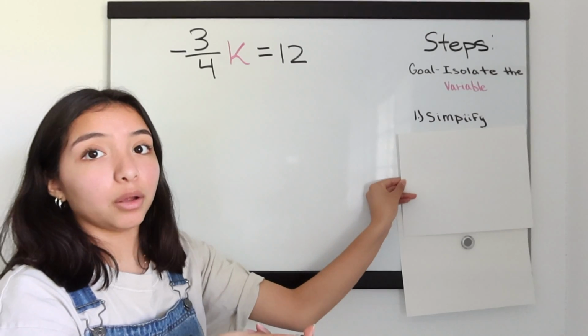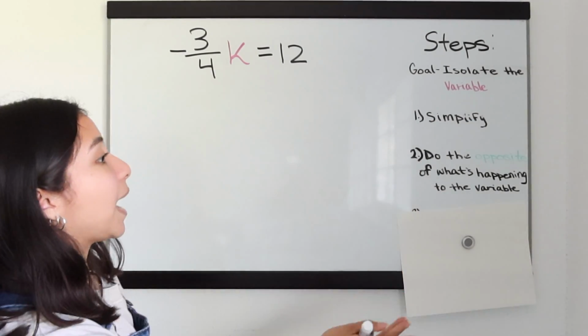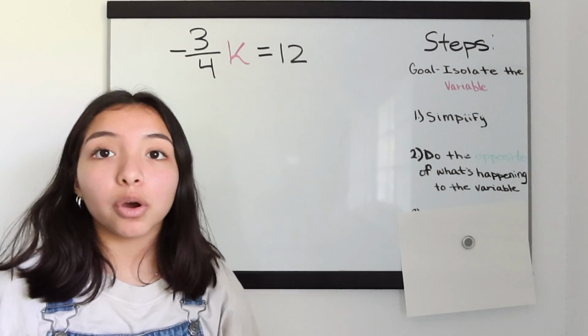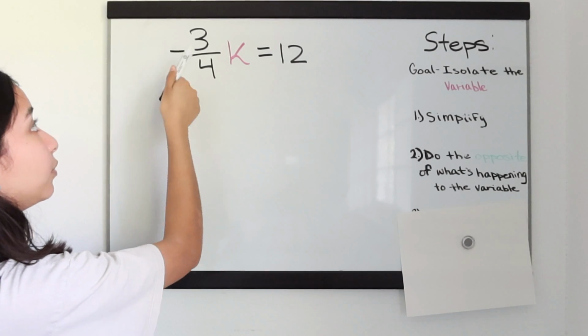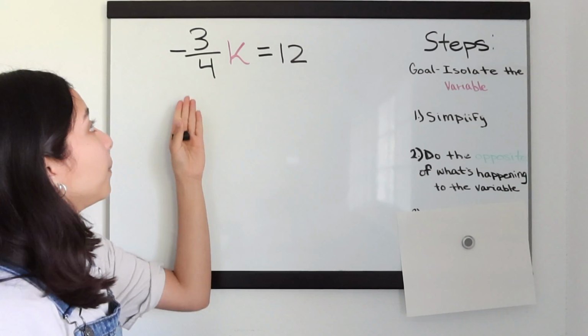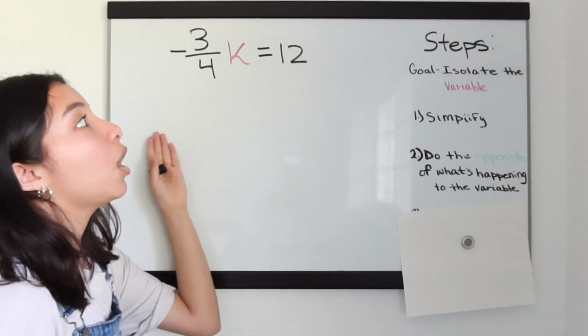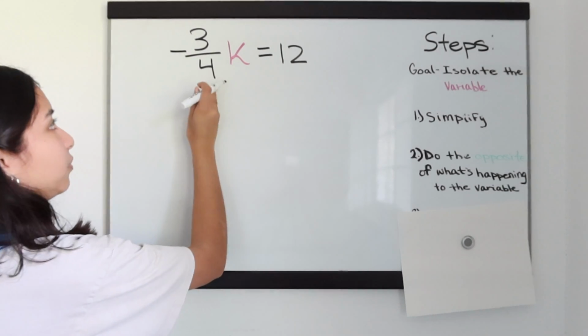It's pretty simple already. Our second step is to do the opposite of what's happening to the variable. So what is happening to the variable? It is being multiplied by negative 3 over 4. We want to do the opposite. We want to divide by negative 3 over 4 on both sides of the equation. So how do you divide by fractions?